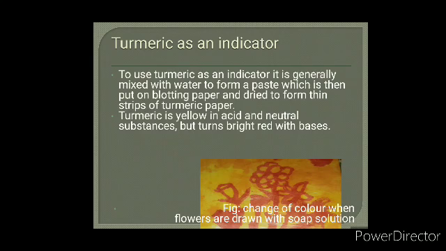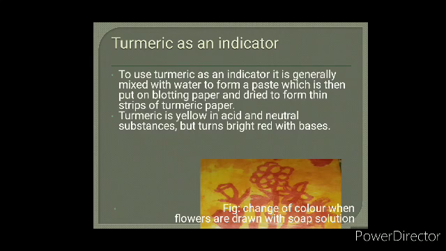First of all, we have to take some turmeric and we have to make a thick paste by adding water. Then we have to put it over blotting paper or any paper you can take. We have to dry it for some time. Then we will cut it into strips of paper. The color of the turmeric is yellow. So definitely the color of the turmeric paper will be also yellow.